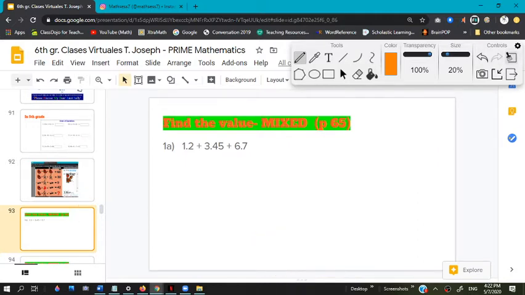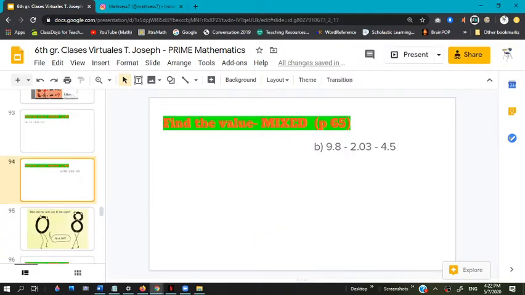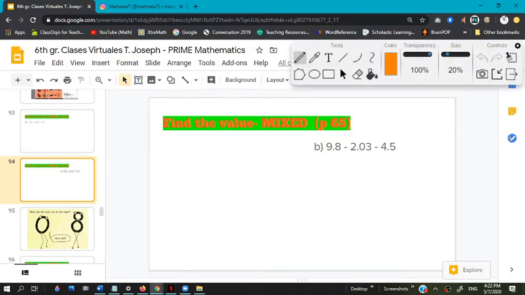Let's do the next problem. The next problem says, here we go. 9.8 minus 2.03 minus 4.5. So it's pretty similar to the first problem. This time we just have subtraction. Okay, let's do it just step by step. 9.8 minus 2.03. Oh, no, 2.03. Make sure you caught that.